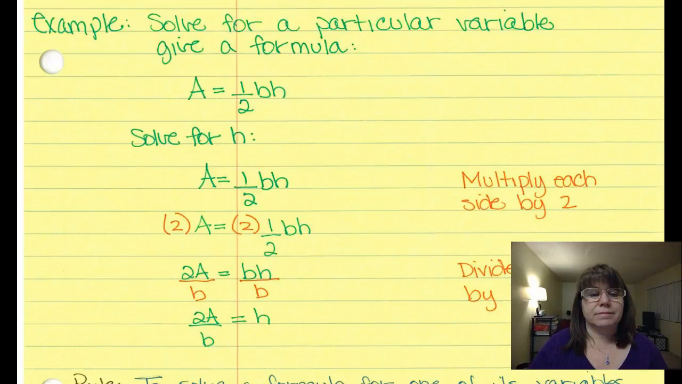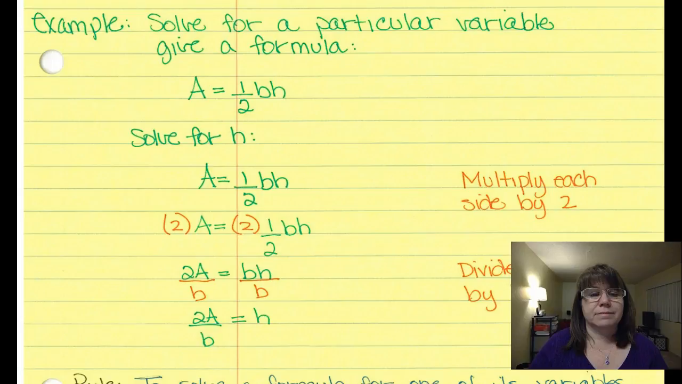Now sometimes they may not actually want you to solve for a numeric value. Sometimes they want you to isolate a particular variable. So they'll say solve for a particular variable. So given a formula like the equation for the area of a triangle, A equals 1/2 B times H, we want to solve for H.